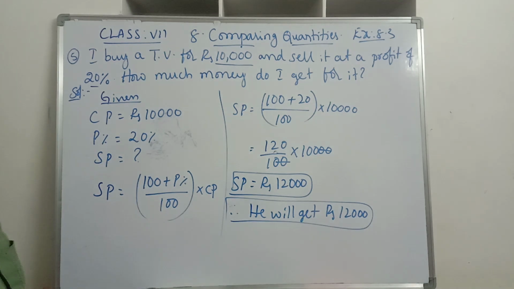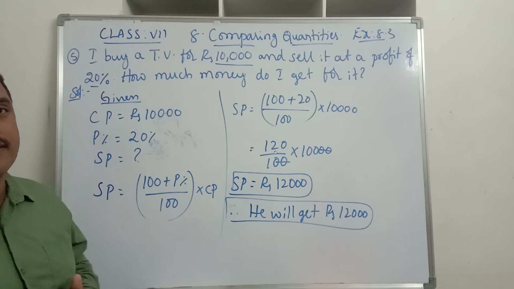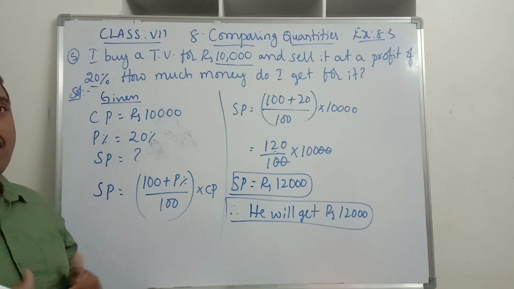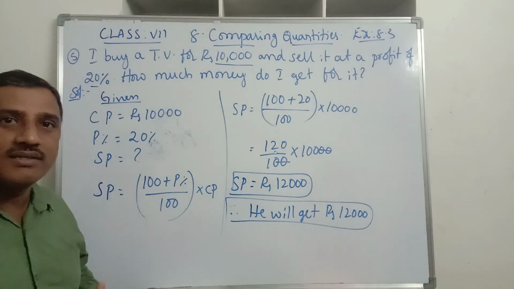Is it clear, children? Right. We will discuss one sum when the loss percentage is given, how to find selling price or how to find the cost price. One question we will discuss. Is it clear?